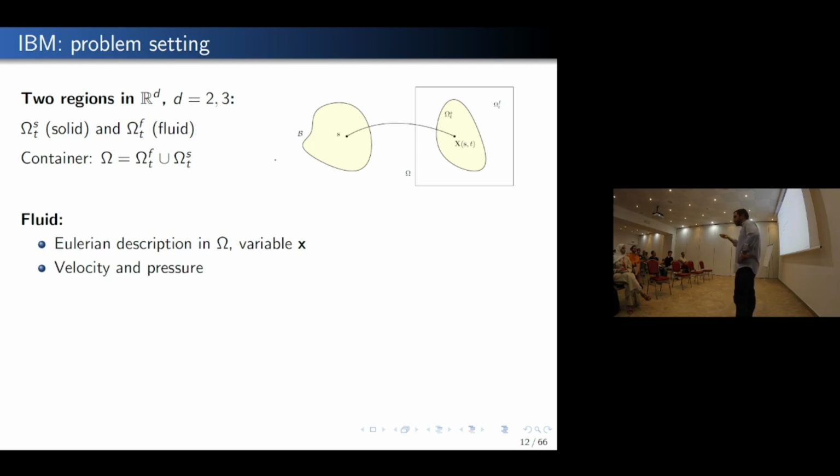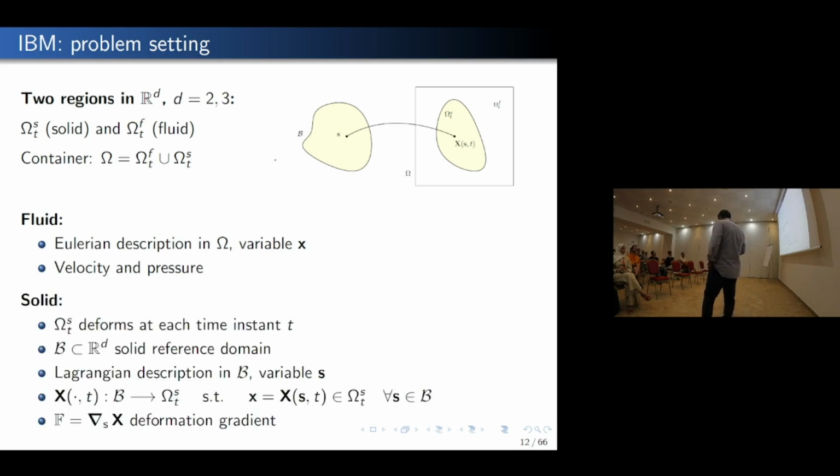For the fluid, we choose Eulerian description in omega with variable x, and we are interested in velocity and pressure. For the solid, we have that omega Ts deforms at each time instant t, and in order to represent its evolution, we introduce a solid reference domain we call B with Lagrange description, variable s, with the map X that maps B into omega Ts with this law of motion.